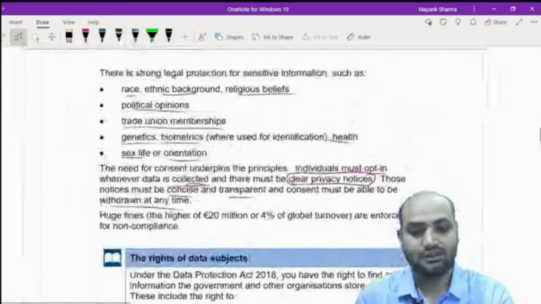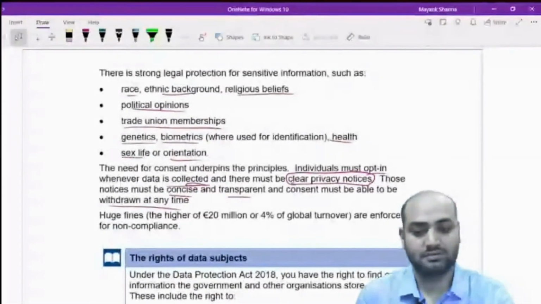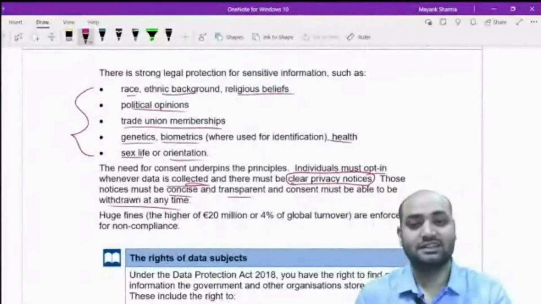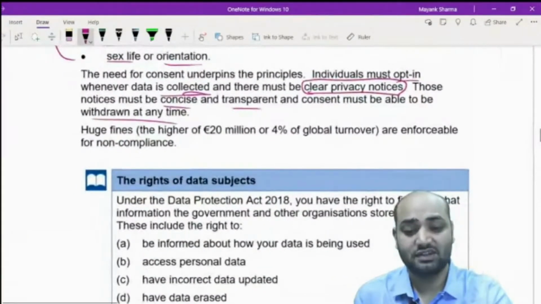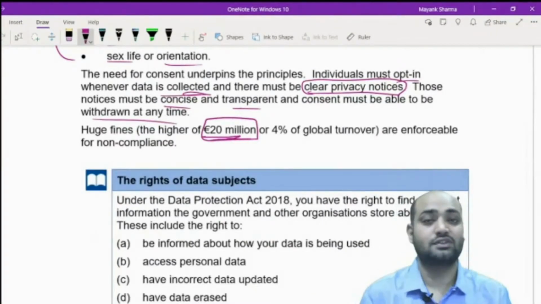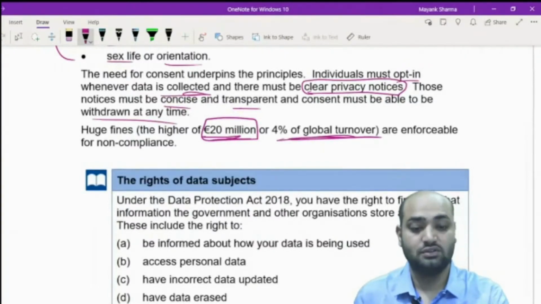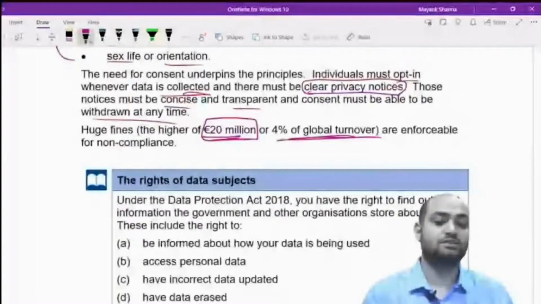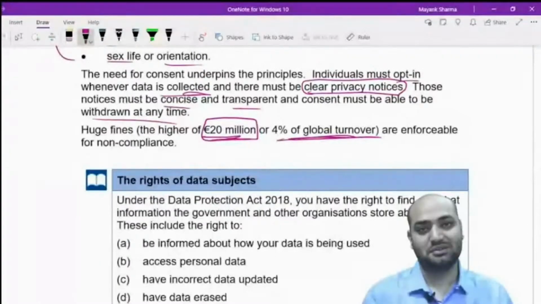If any of the above requirements are not fulfilled, then the businesses may be charged with hefty amounts, huge fines, which is higher of, please note that, which is higher of 20 million euros or 4% of the global turnover of the company, are enforced for non-compliance. So data protection is today a very important area.